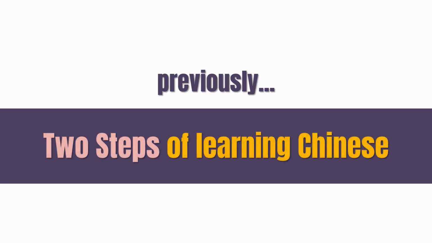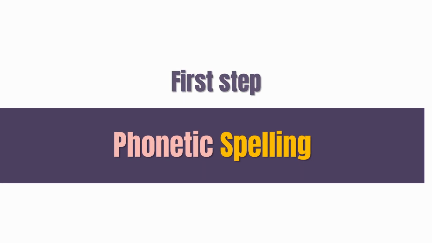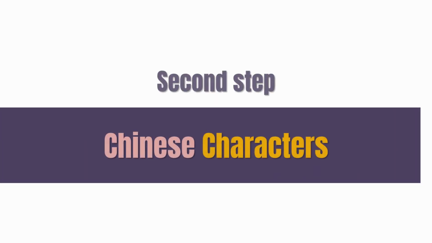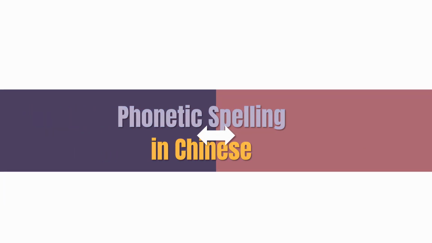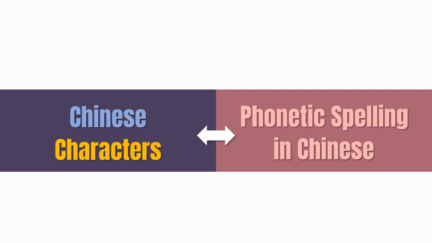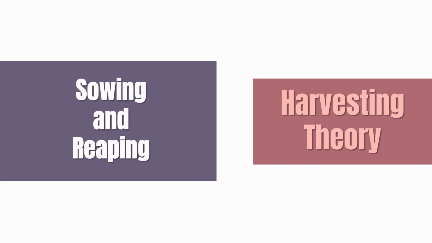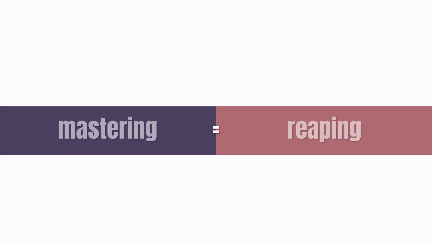This is another lesson that requires previous lessons. I've explained the 2 steps of learning Chinese in my first video, 3 Ultimate Rules. You can watch it later if necessary. And I've explained the harvesting theory to compare gathering knowledge with sowing and becoming good at it with reaping. If you're not familiar with this comparison, I suggest that you watch Lesson 7 to have a better understanding.